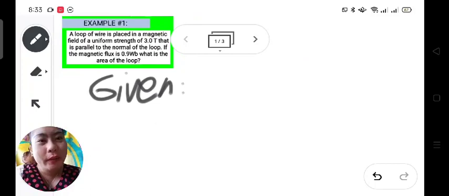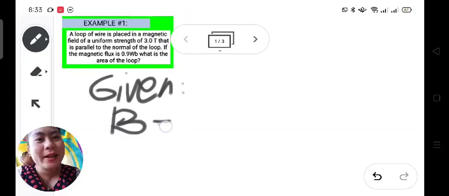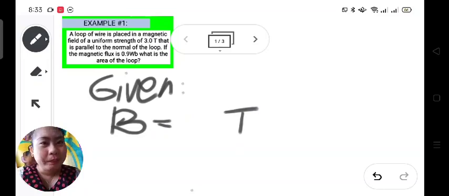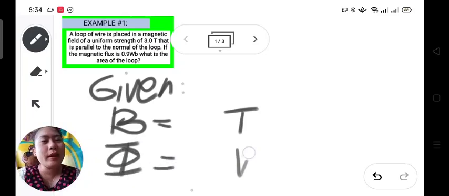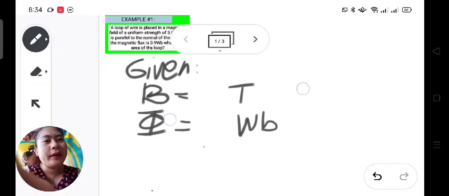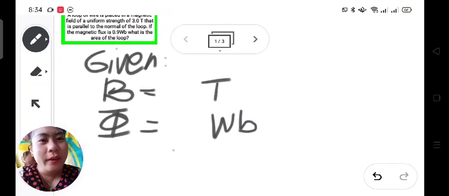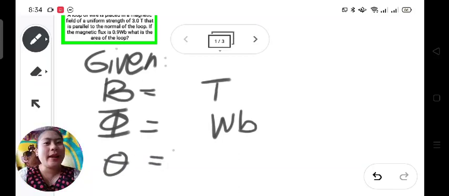Take note, we have here B. B is the magnetic field. The B here must be in Tesla. Okay, the unit is Tesla. We also have here magnetic flux. The symbol for magnetic flux is like that. The unit is in Weber. Then, we also have the angle. Okay? So, let's proceed.